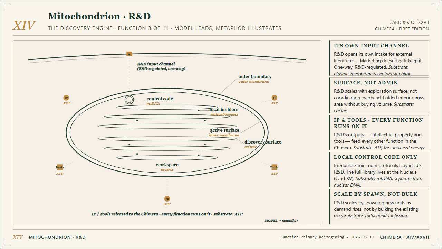5 architectural claims hold this card. 1. R&D has its own input channel. Look at the membrane above the organelle. That amber gate is the R&D intake, direct, one way, R&D regulated. External literature comes in here, not through marketing. Biology calls this a plasma membrane receptor, signaling mitochondrial DNA.